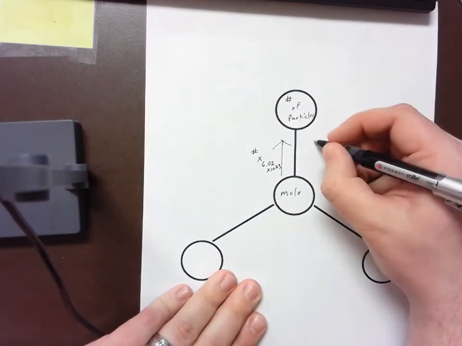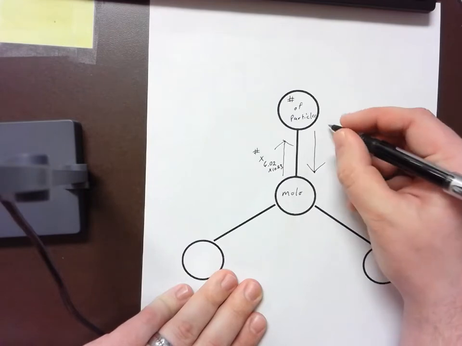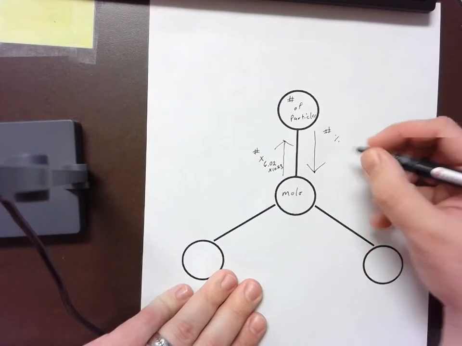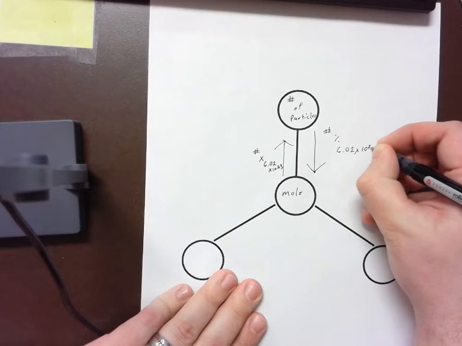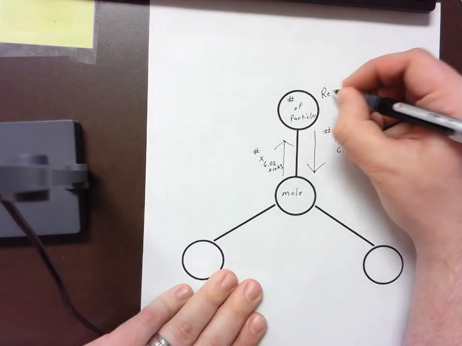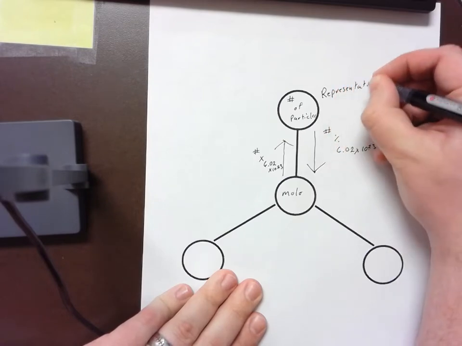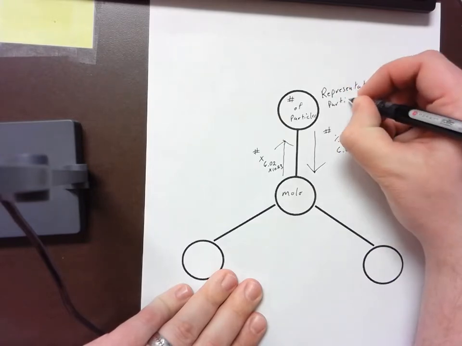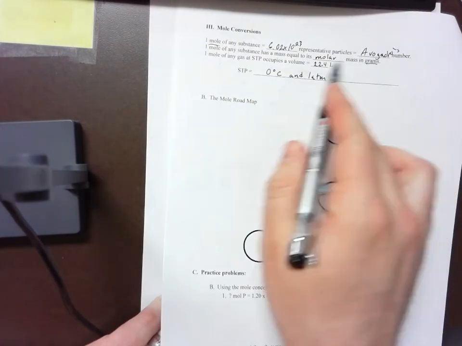So when we're going this way, it is our number divided by 6.02 times 10 to the 23rd. Remember, this is your representative particles, like said in the notes. So 1 mole for your representative particles equals Avogadro's number.